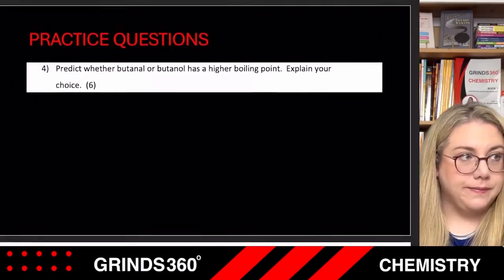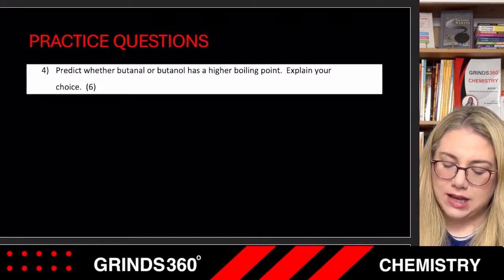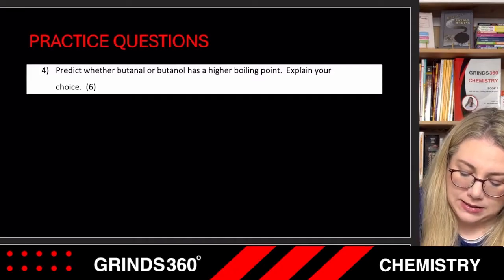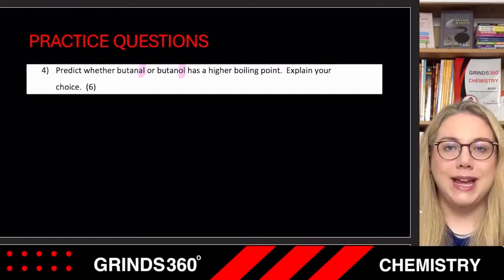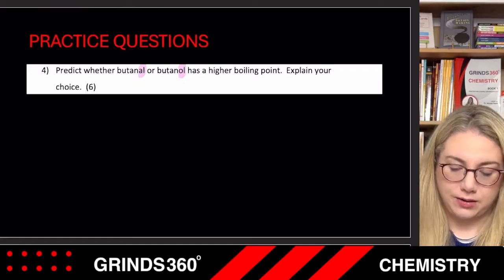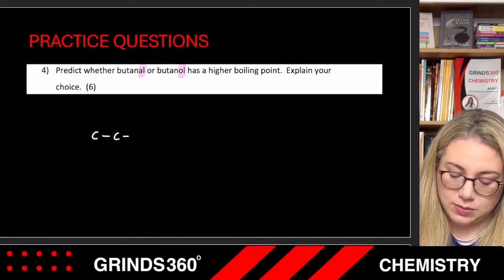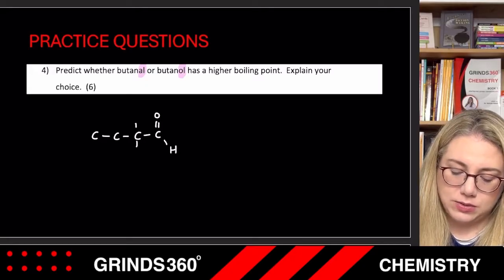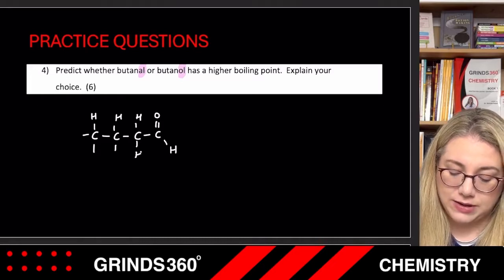Number 4. Predict whether butanal or butanol has a higher boiling point. Explain your choice. Now, take a second. We have butanal and butanol. So I'm comparing an aldehyde to an alcohol. At this stage, you might find it beneficial to draw out your structure. So butan is 4. But when you get faster at these, you don't need to draw them out. It's just for now, while you're still getting used to them, you might find it beneficial to have a diagram.